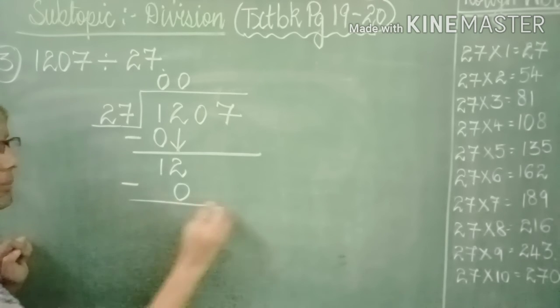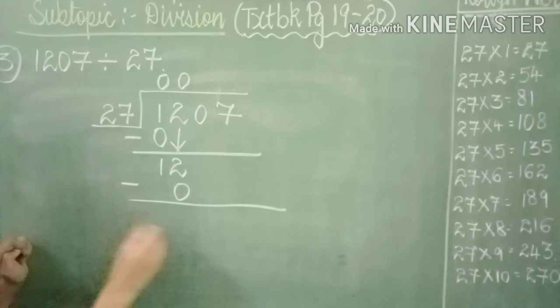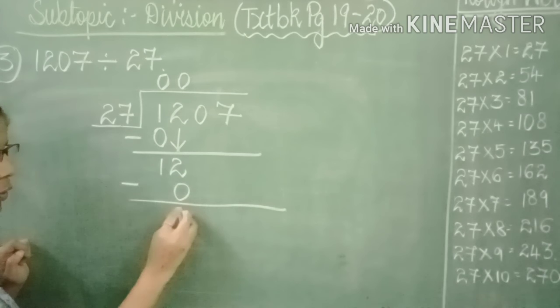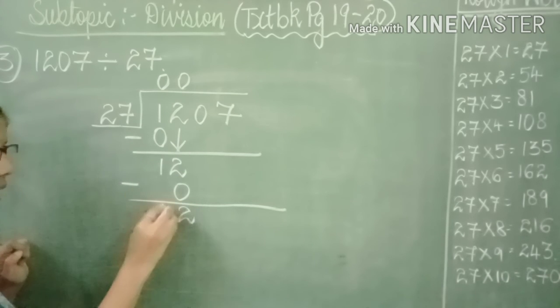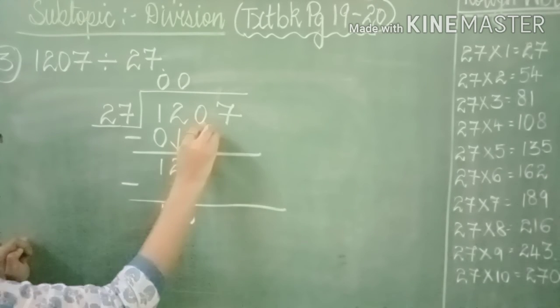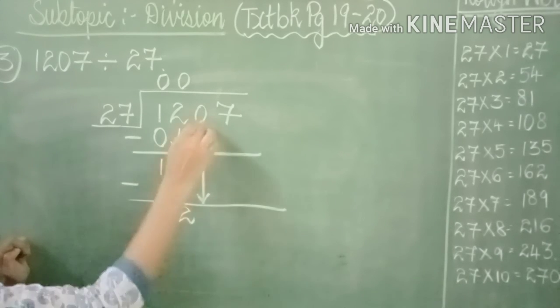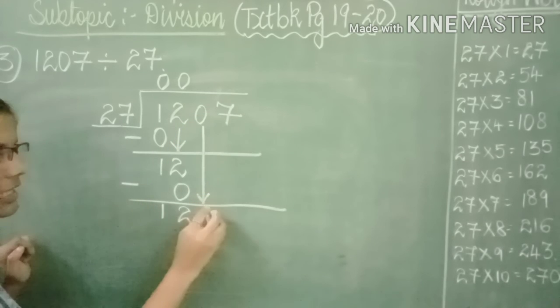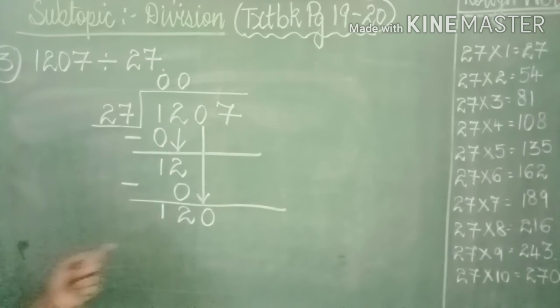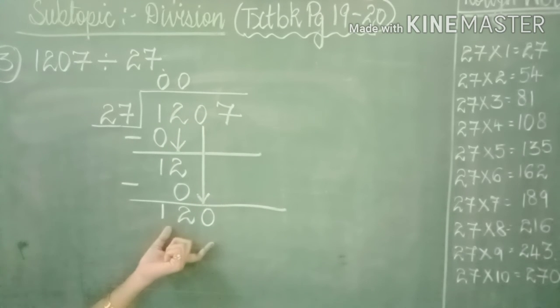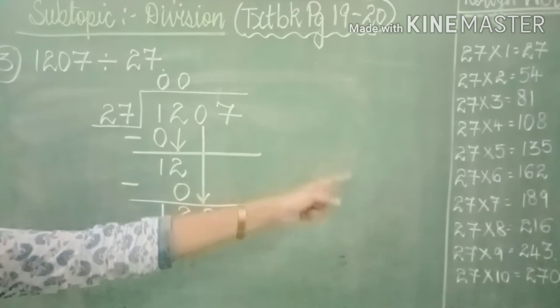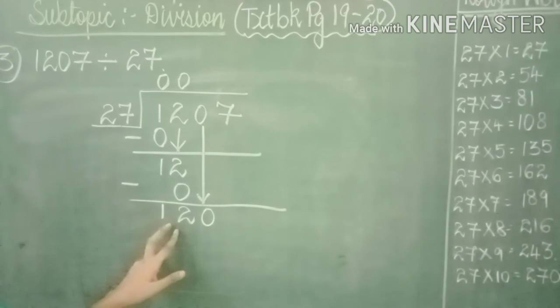Again minus sign. Then we are going to write the same number, 2 minus 0, answer will come as 2, 1 next to it. And then we are going to pull down the next number, the third number, that is 0. As you can see, we have got 3 digits number. Now we have to check that in 27 table, 120, lesser than 120, any numbers are there or what?